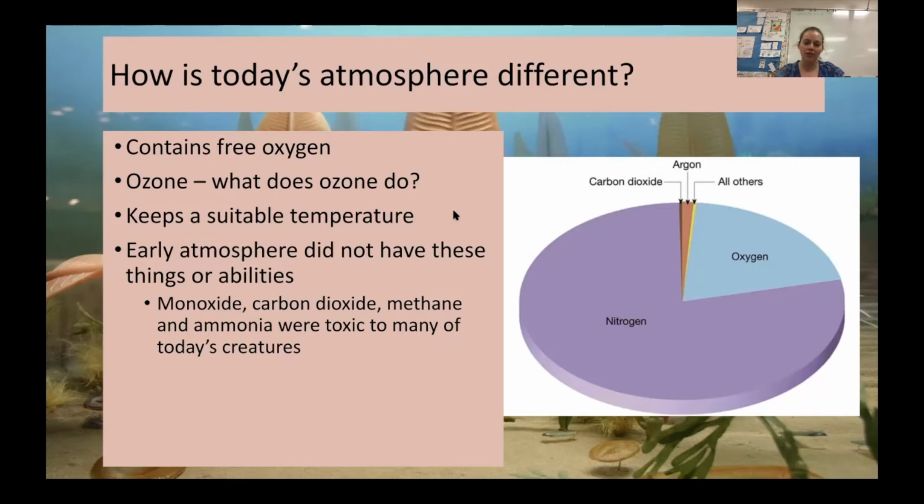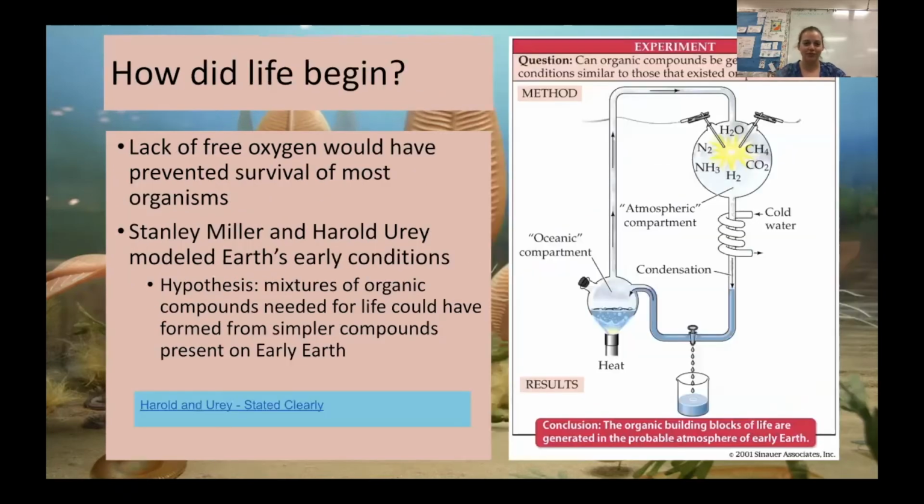And our early atmosphere, again, did not have these abilities. And a lot of the gases that were in high concentrations on early Earth would have been toxic to today's life. So things have changed a lot since then. So two researchers, Stanley Miller and Harold Urey, were very interested in how life could have begun on this lifeless little ball that did not have the characteristics to support it.